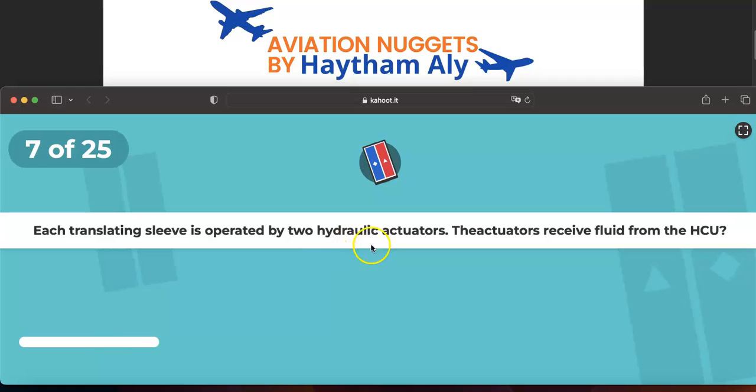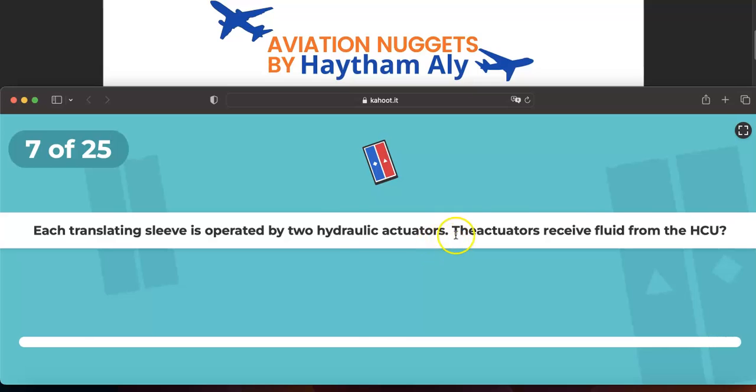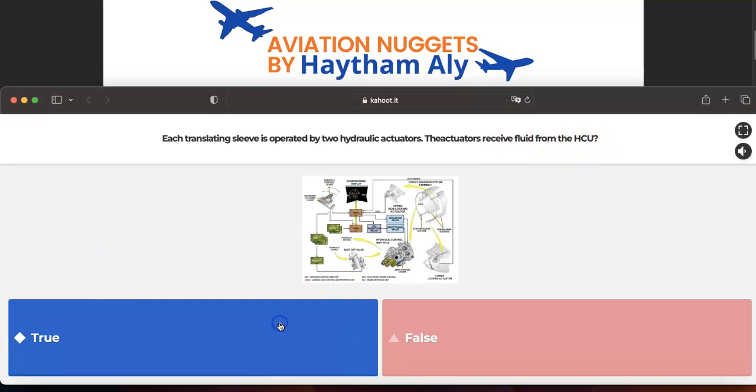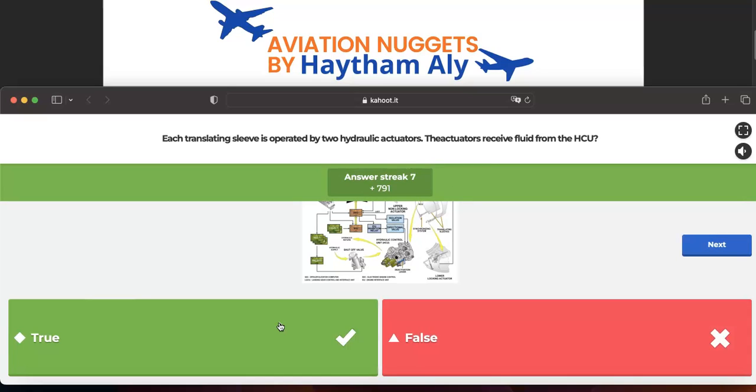Question 7 of 25. Each translating sleeve is operated by two hydraulic actuators. The actuators receive fluid from the hydraulic control unit. This statement is very true. Yes, each thrust reverser sleeve or translating sleeve is powered by a lower actuator, which is called a lower locking actuator, and an upper non-locking actuator, which is an LVDT actuator.